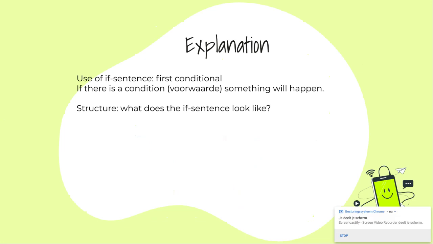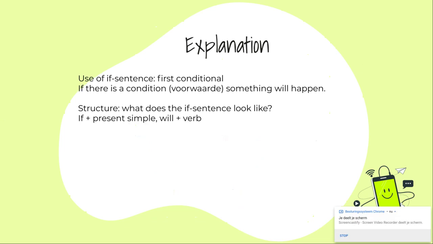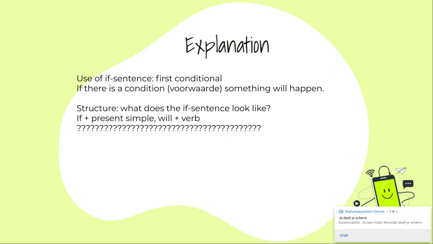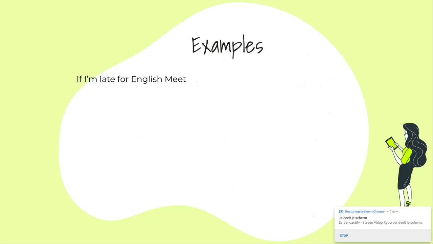The structure. So what does the if sentence look like? Well, that is if plus present simple. And then in the main sentence you get will plus verb. So you have an if sentence and then you have the main sentence. That's what we call that. So you think, I have no idea. Now pay attention because I've got some examples.